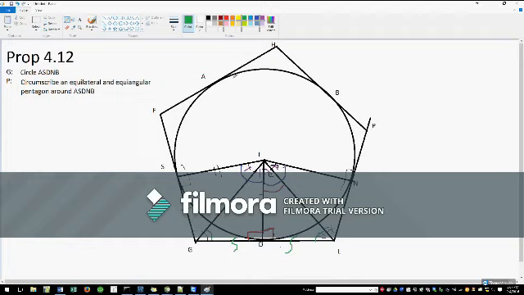Therefore, around a circle, an equilateral and equiangular pentagon has been circumscribed around A, S, D, and B.